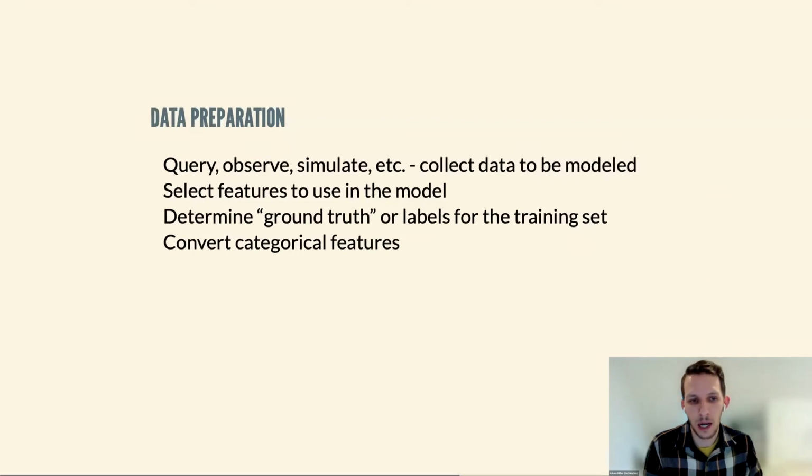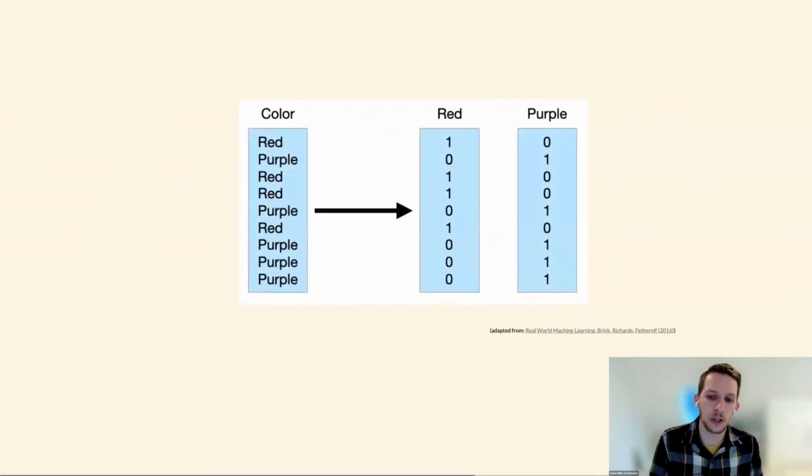So what do I mean by that? Our machine learning models don't have to be limited to things like, here is a measurement of mass, right? We can also include things like a categorical feature. So here's an example, color, right? So maybe we have a whole bunch of galaxies. Those galaxies are red and purple.